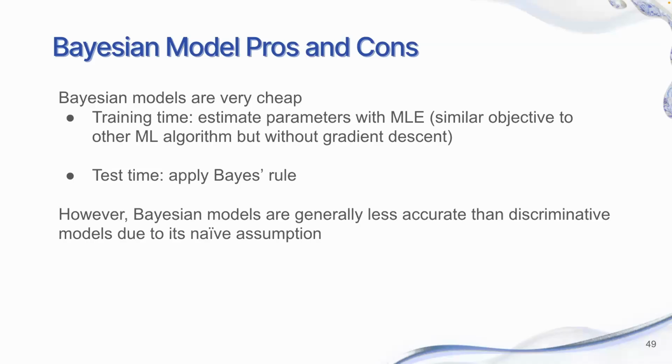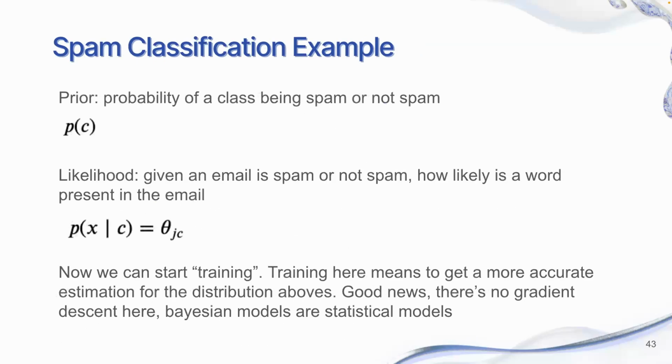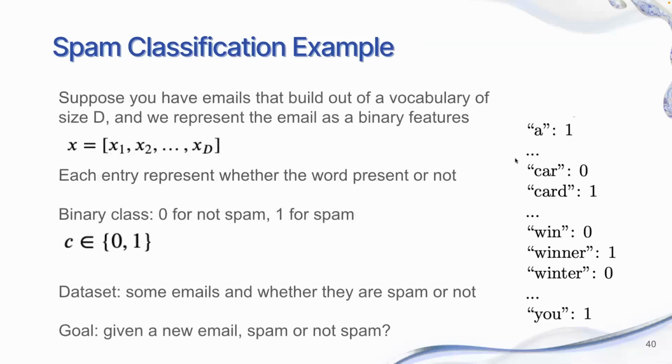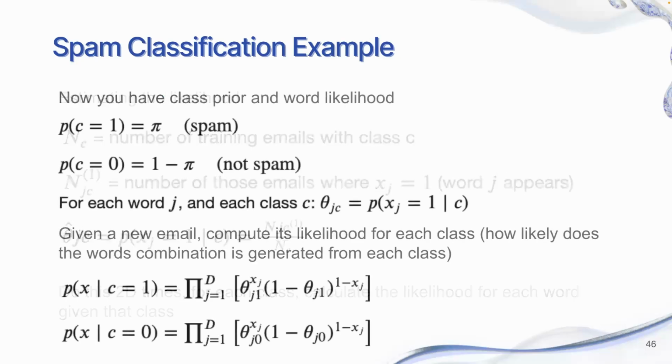However, Bayesian models are generally less accurate than discriminative models, due to the assumption that the inputs are independent. For example, in our case, there should be some correlation between what comes in front of a word and what comes after, which is what we generally call context. But in this case, we just ignore that completely. So that's a limitation of the naive Bayes model.